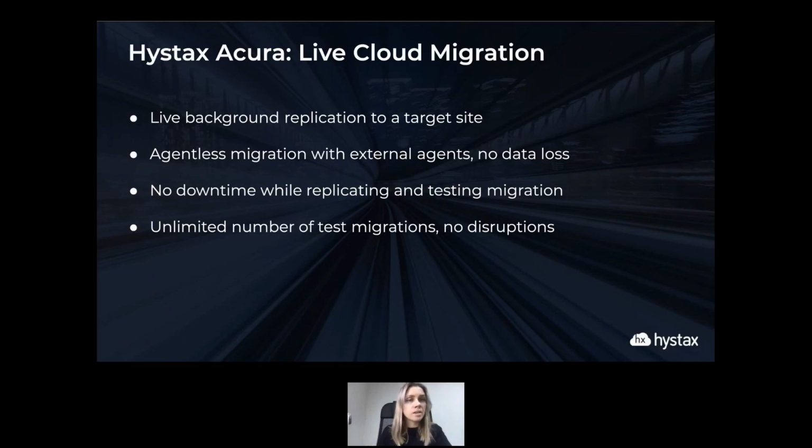And the second point is about agentless migration with external agent and no data loss. So we have not only internal agents that are running inside the machines, but also we have an external agent for VMware that is working on a hypervisor level, and it replicates all the machines from this host at once. So it attaches to all the machines on the host and sends data from all of the machines to the target cloud.